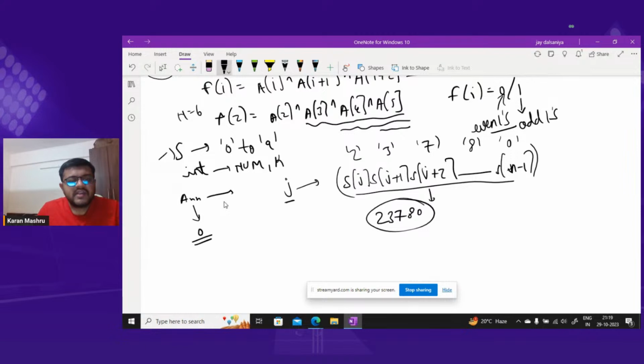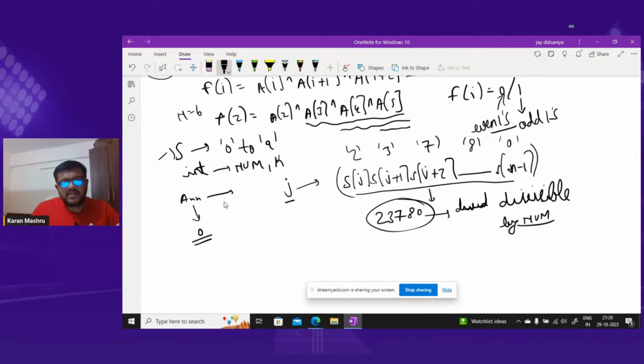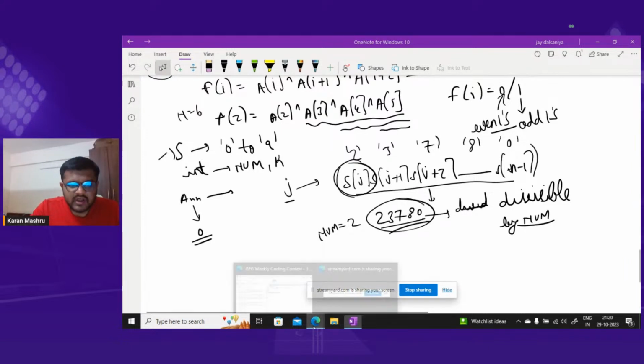Now he considers all the indexes j such that the suffix string of s starting with index j, if converted into its decimal representation, is divisible by num. Num is given in the input. So let's say my num was equal to 2. So 2 is divisible by this, so I will consider this index. So for all the suffixes where the decimal representation is divisible by num, we will consider those indexes. What to do with those indexes is given in the further line.